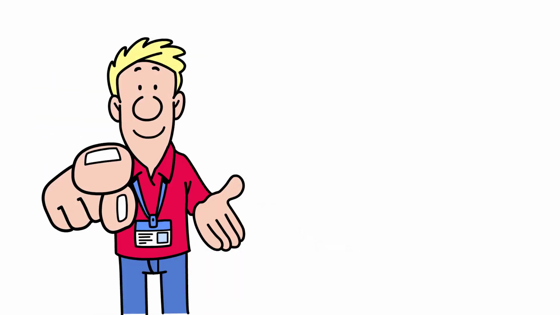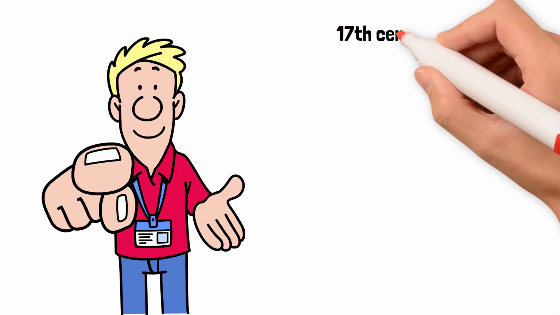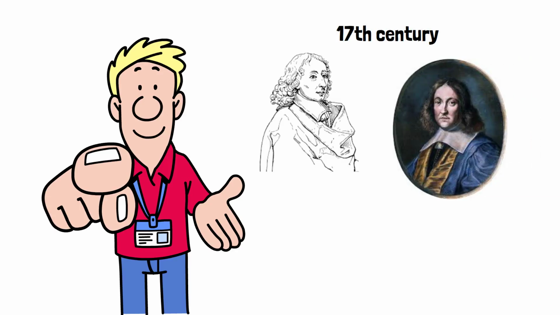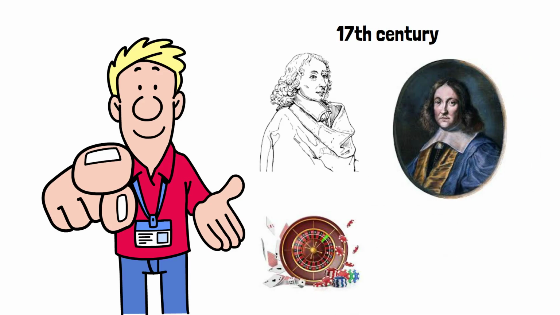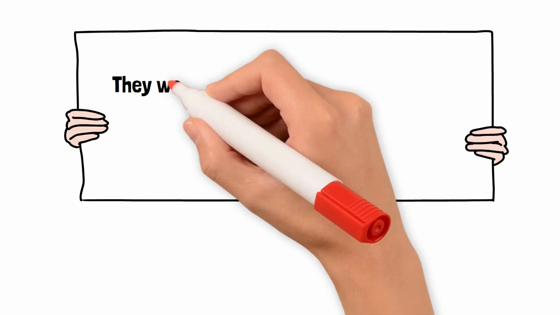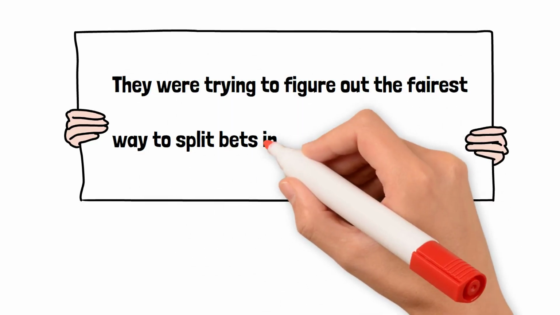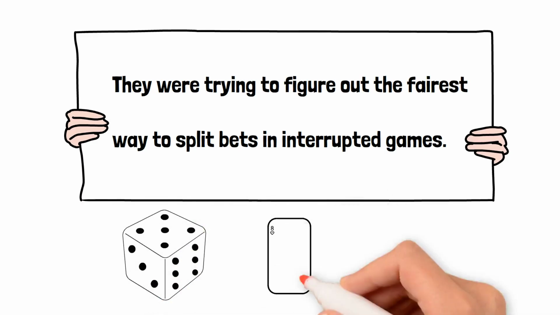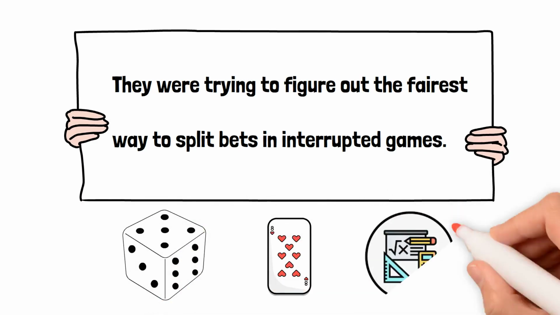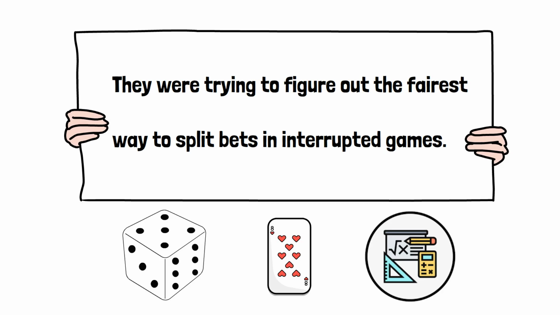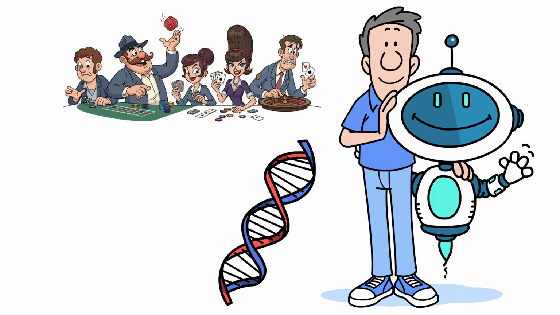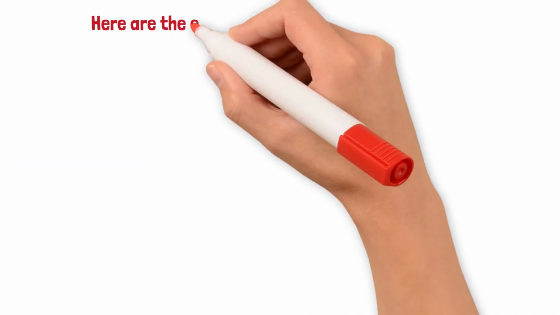Let me tell you a quick story. In the 17th century, two French mathematicians, Blaise Pascal and Pierre de Fermat, exchanged letters about gambling problems. Yes, gambling. They were trying to figure out the fairest way to split bets in interrupted games. What started as a question about dice and cards turned into a new branch of mathematics, probability theory. And today, the same mathematics that once helped gamblers now helps us design AI, decode genetic information, and even explore the universe. Here are the essentials you need to understand.